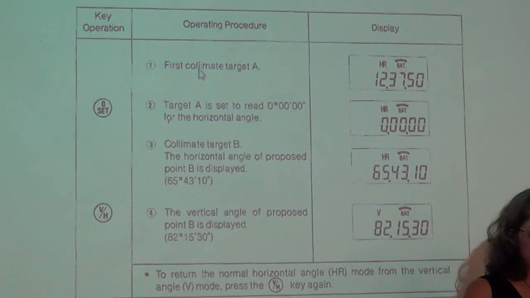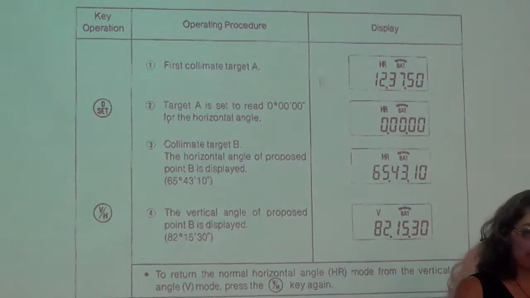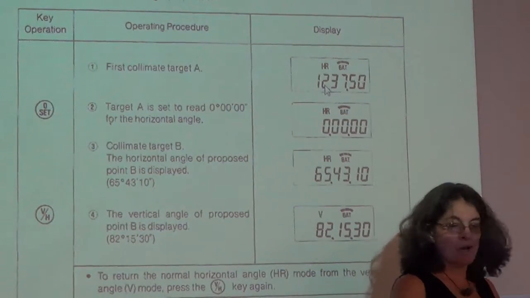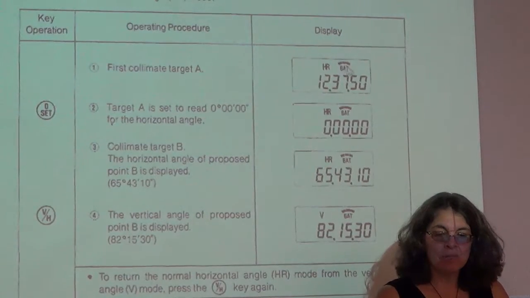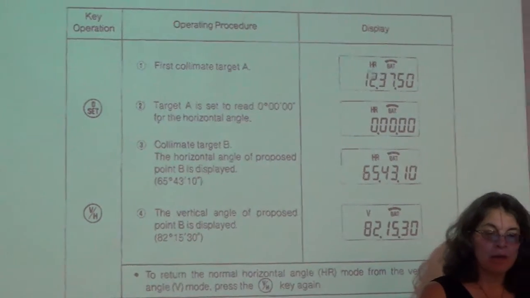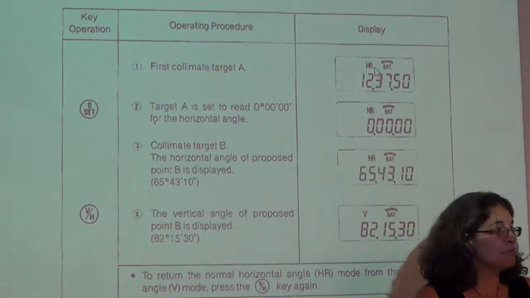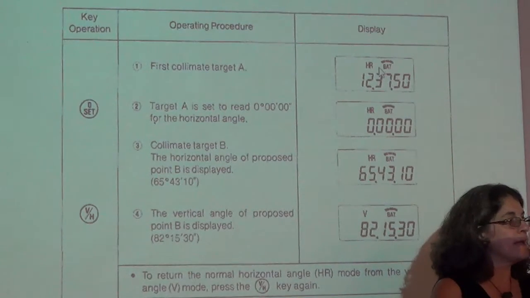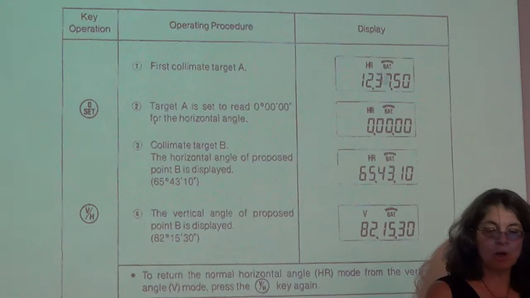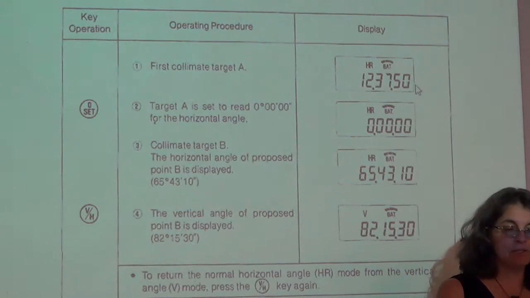Collimate. Find target A. When they move to target A, look at this: the battery's fully charged, they have it set on a horizontal angle, not a vertical. They find A, and when they move it to A, it says 12 degrees, 34 minutes, 50 seconds, and they press 0 set. So now A is zeroed, right? Then you go to B and you get the angle.